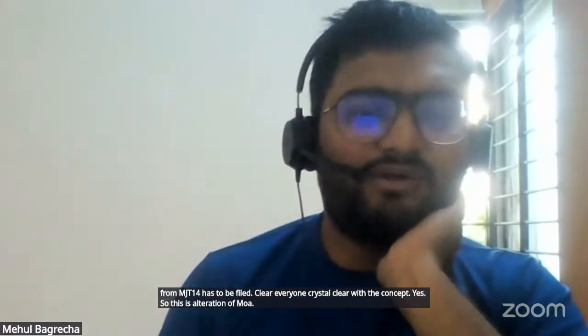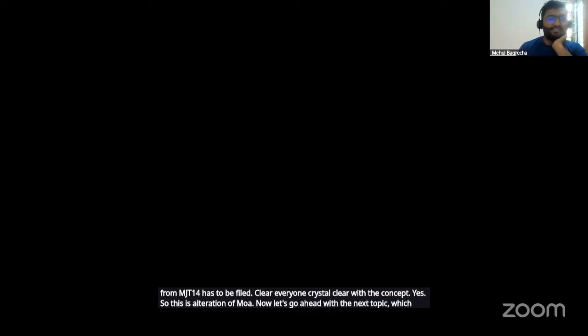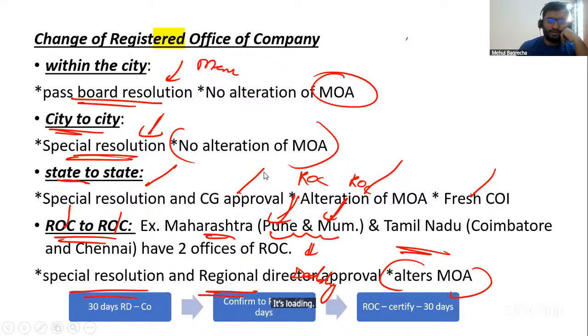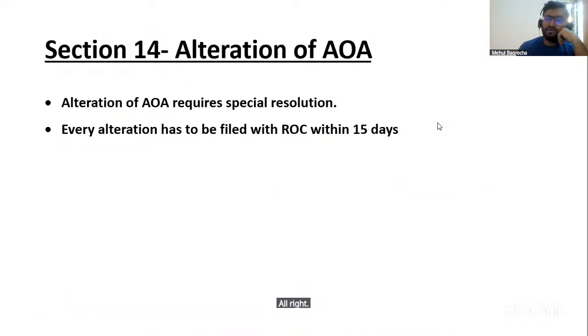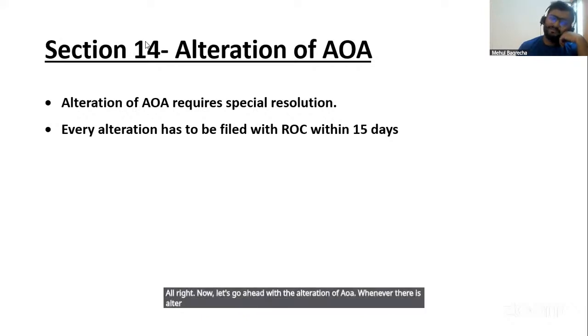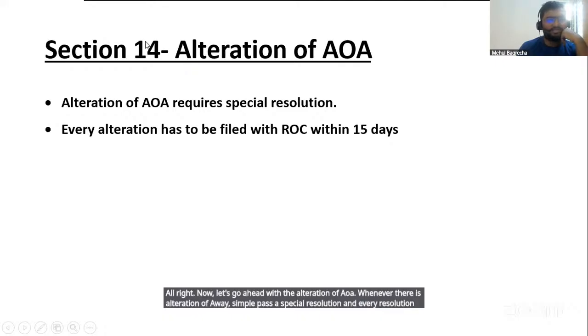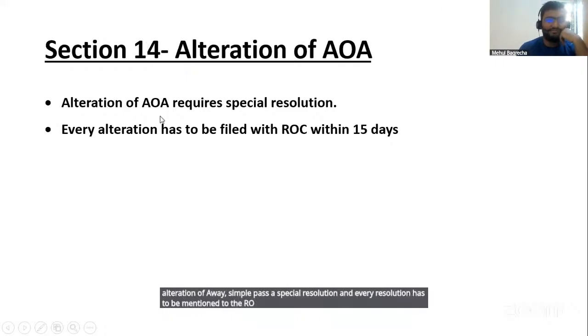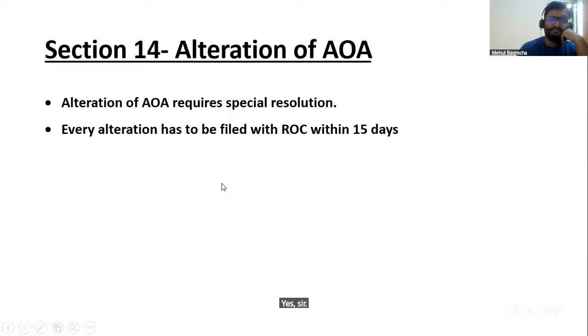Now let's go ahead with the next topic, which is alteration of AOA. Screen visible to everyone? It's loading, sir. All right. Now let's go ahead with the alteration of AOA. Whenever there is alteration of AOA, simple, pass a special resolution, and every resolution has to be mentioned to the ROC. You have to file that with the ROC within 15 days. Which form? Form MGT 14. Has to be there at the tip of your tongue.